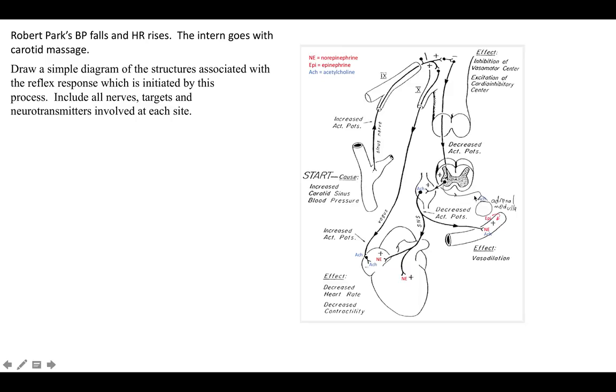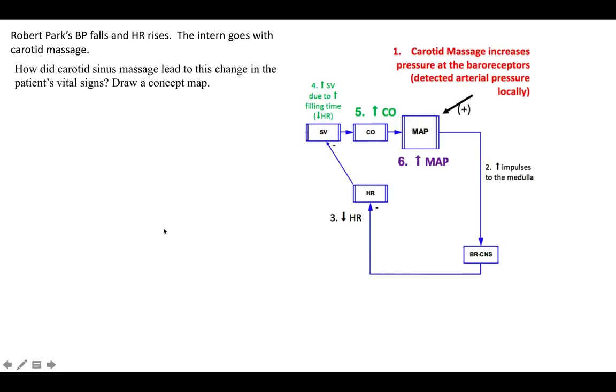And then don't forget your adrenal medulla, which I drew in rather sloppily here. This is effectively a preganglionic neuron. It releases ACh and activates the cells of the adrenal medulla to release epinephrine, not norepinephrine, epinephrine into the bloodstream. Okay, and that's part of the response as well.